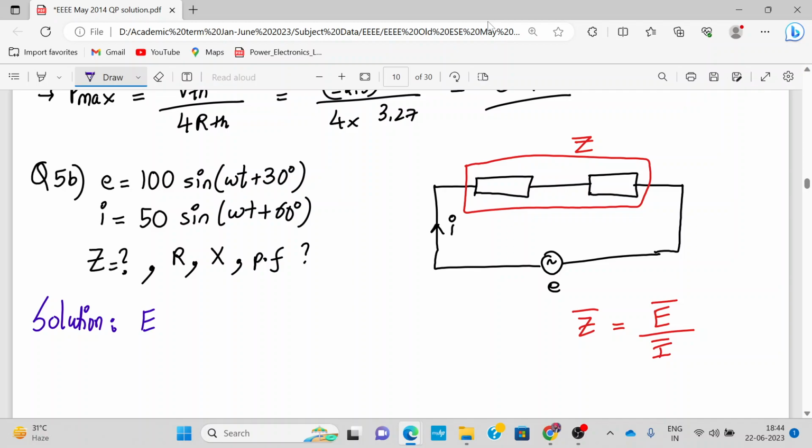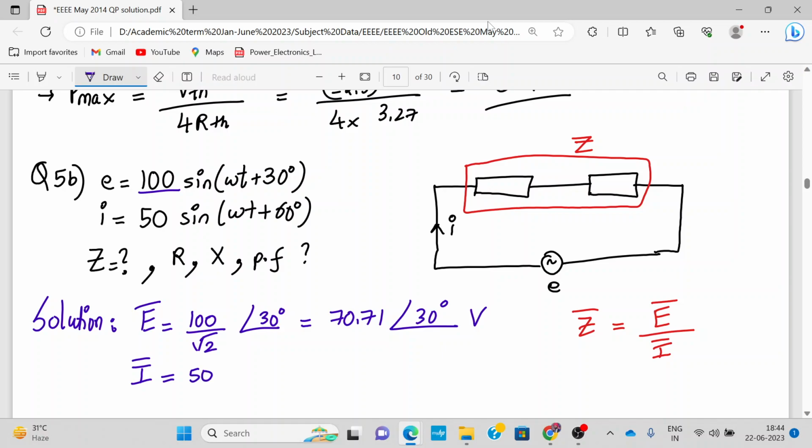This is standard form. So this value is the peak value. So RMS value will be 100 by root 2. Okay, and angle we can write as 30. This is phi, right? This is 30. So 100 by root 2 is how much? 70.71 angle 30 degree. This is my voltage. What about my current? 50, again it's a peak value, so 50 by root 2 becomes RMS, angle 60 degree. So this will be 35.36 angle 60 degree.